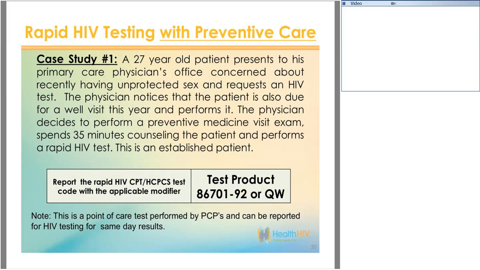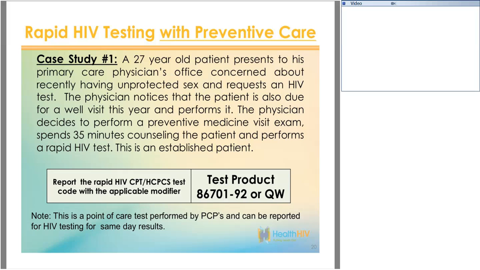So the first example is a rapid HIV test for a patient that presents for preventive care. Preventive care was covered in Series 1. Preventive care is when a patient presents where they are not sick and they have no medical complaints, but they're just there for their annual well-visit exam. So in this series, because we're only talking about the HIV test code, we'll only be looking at the test code and how the code is reported.